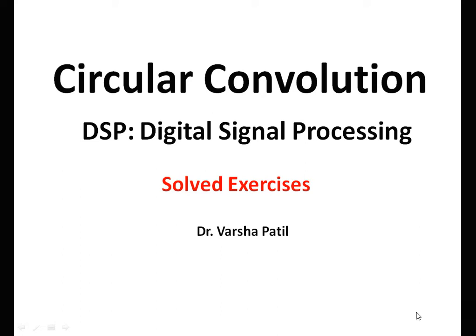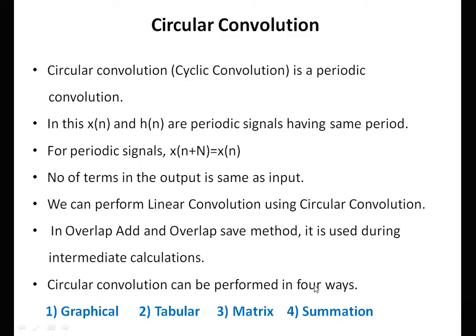The topic of this video is circular convolution. Circular convolution, or cyclic convolution, is a periodic convolution. In this, x of n and h of n are periodic signals having the same period. For a periodic signal, x of n plus capital N is equal to x of n, where capital N is the fundamental period of the signal.